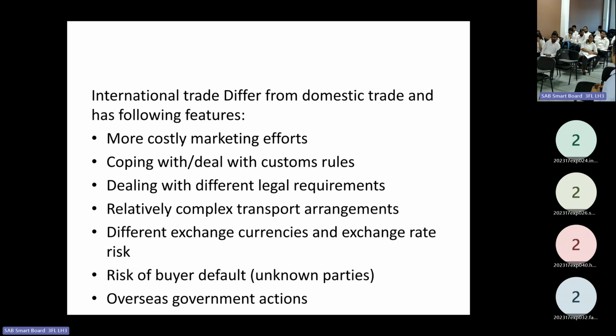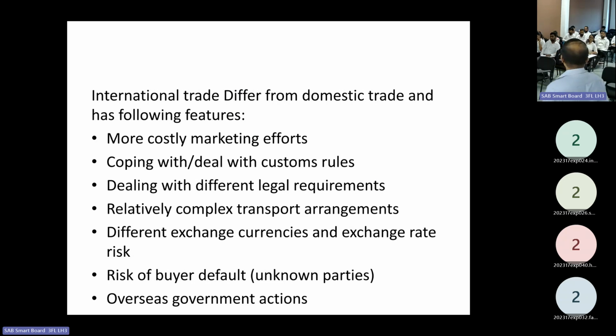But there may be a high risk before this, because we don't know each other. If we have long-term experience and long-term interaction between the buyer and seller, the risk is minimized with the development of trust. But mostly we move to new customers, we identify the international market, so unknown parties are there.